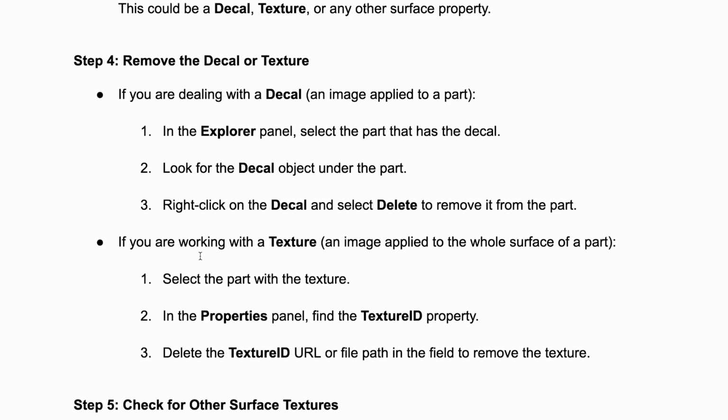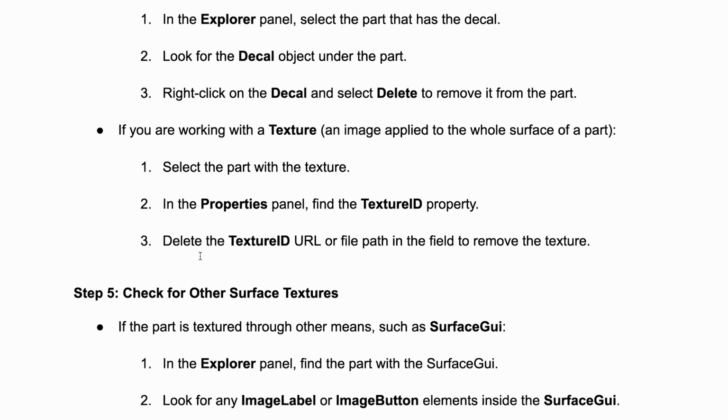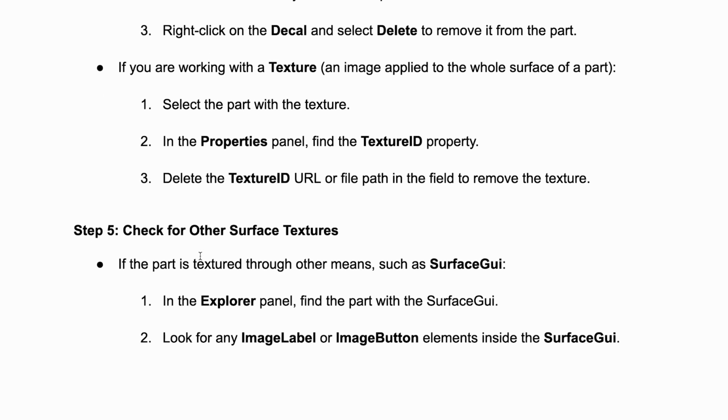If you're dealing with a decal, in the Explorer panel, select the part that has the decal. Look for the decal object under the part, right-click on the decal and select Delete to remove it from the part. If you're working on a texture, select the part with the texture, and in the Properties panel, find the Texture ID property. Delete the ID URL or file path in the field to remove the texture.